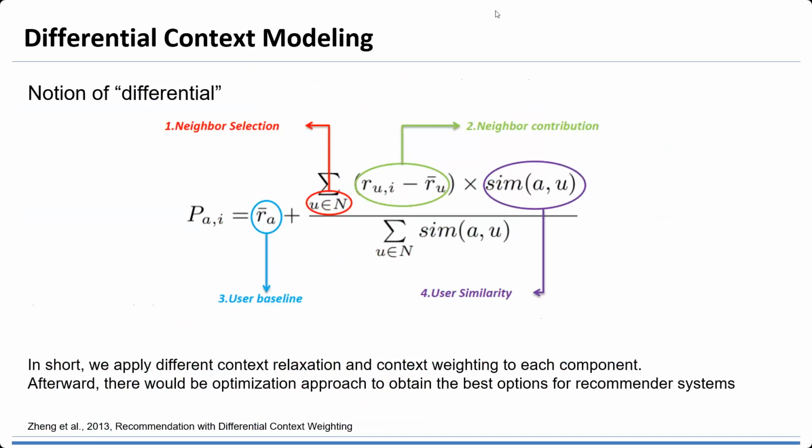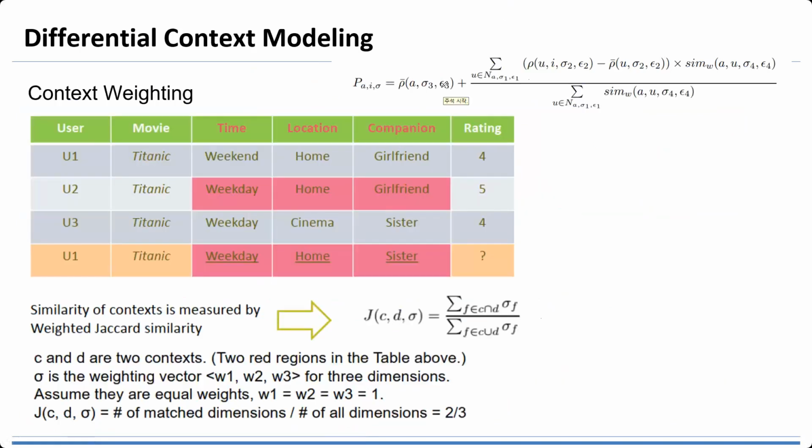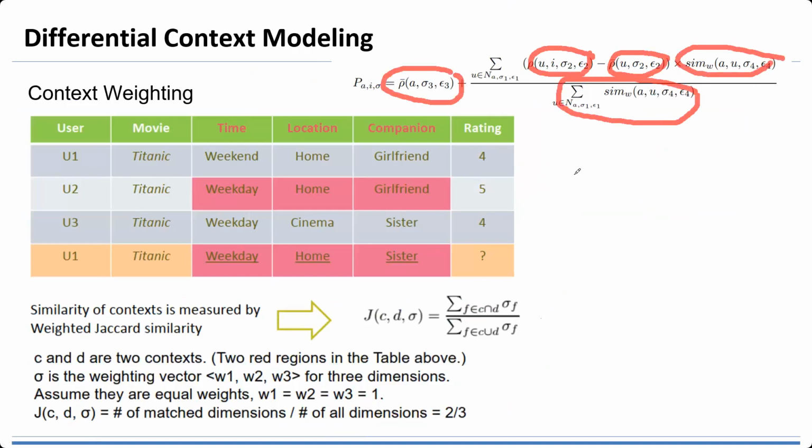If you want to know more about this, I recommend you look at this paper, recommendation with differential context weighting. It explains how you can get this r minus r bar. R bar means the rating given by the average of particular items, multiplied by the similarity. Then we divide by the similarity for all the items given based on the context.